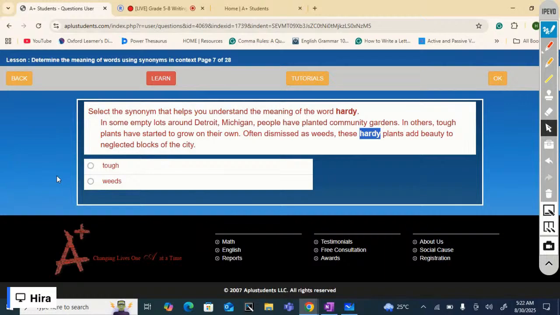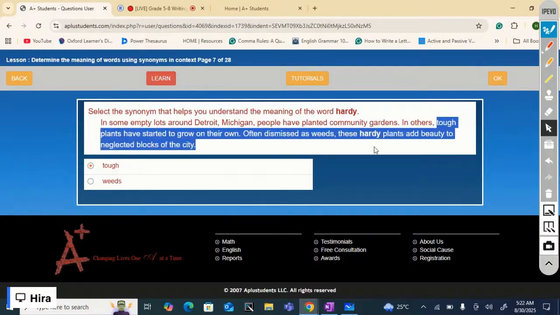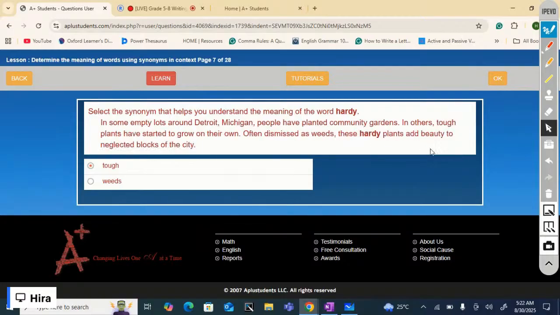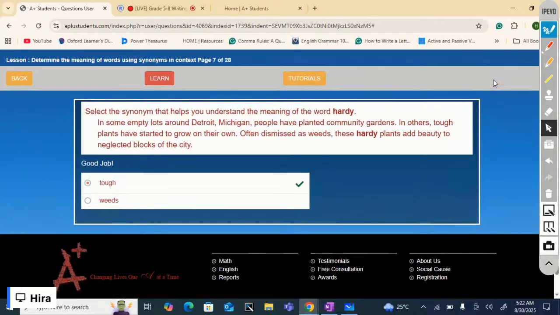Well, tough. Tough is that synonym which helps us understand. See, it is used here. Tough plants have started to grow on their own, and these hardy plants add beauty. So, tough is that synonym. Excellent.